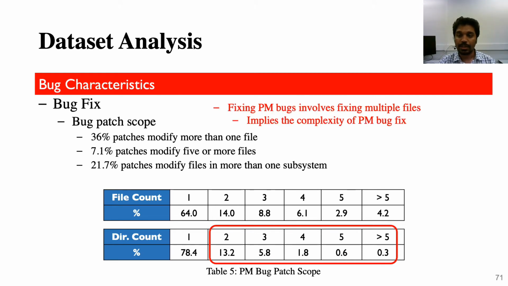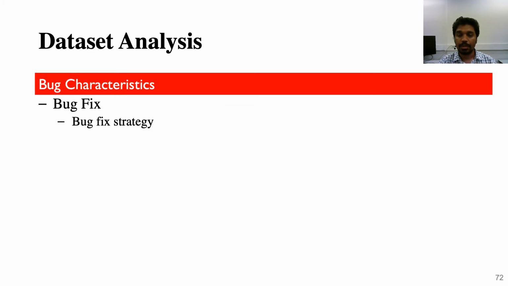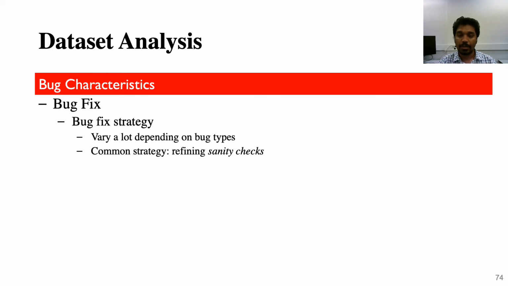This shows that fixing PM bugs involves fixing multiple files or multiple folders, which implies the complexity of PM bug fixes. In addition, it also implies that focusing only on one subsystem for bug detection is not sufficient. We now look at if any bug fix strategies were employed. We find that bug fix strategies vary a lot depending on specific bug types. However, a common strategy used across various bug types is refining sanity checks.